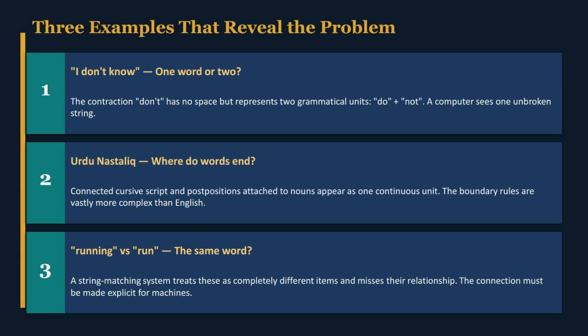The second example, in Urdu, and this is directly relevant to us, words are written in Nastaliq script in a flowing cursive style. Some multi-word expressions look like a single continuous unit on the page. So the rules for where one word ends and the next begins are far more complex than in English. How does a computer handle this situation?